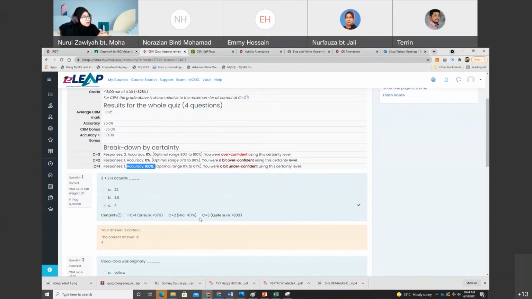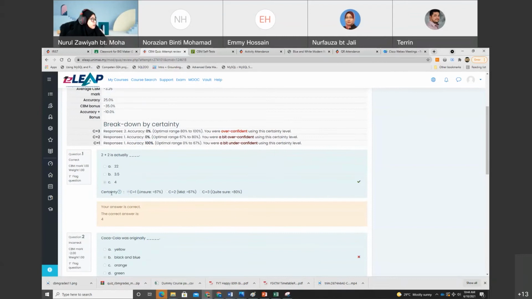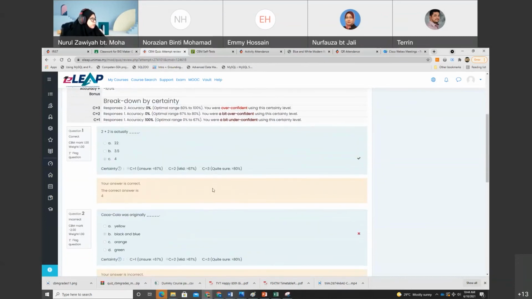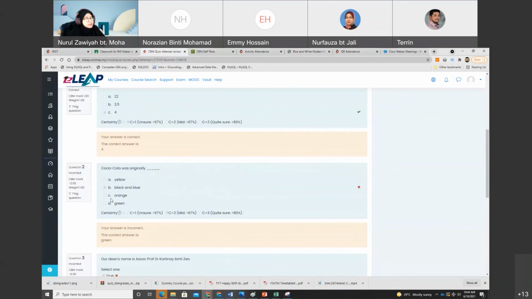This is where we can give feedback on what is the correct answer and why. Maybe that will enhance the learning better. Okay, so at the side here, you can see the CBM mark and the weight of the question. This is the one that we are correct, but a bit underconfident, so you get 1 mark here. Coca-Cola was actually green before red and white. Okay, so black and blue, medium, you are penalized here because it's wrong.